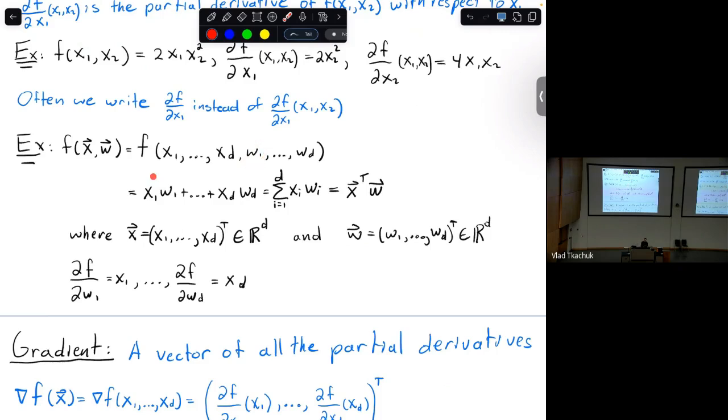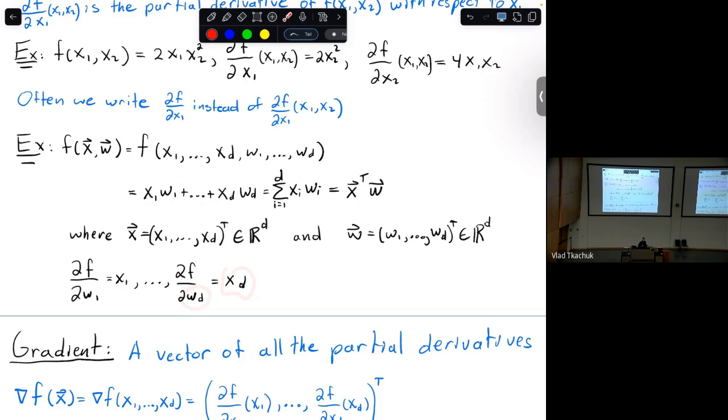Everything else here is constant in the sum, because it has nothing to do with w1. So you just have x1 times w1, and you want to take its derivative. The derivative of all these constants is just 0. So you're left with the derivative of x1 times w1, which is just x1. Then you can do the same thing for w2 up to wd, and you're going to get xd.